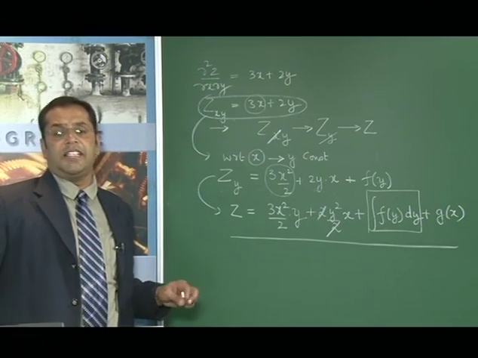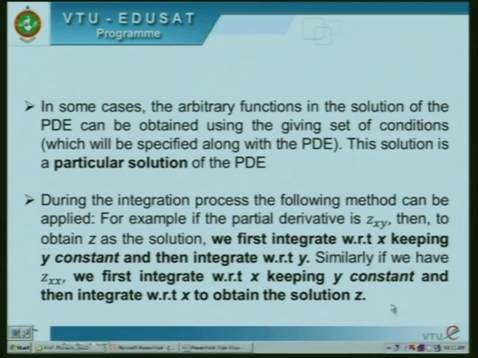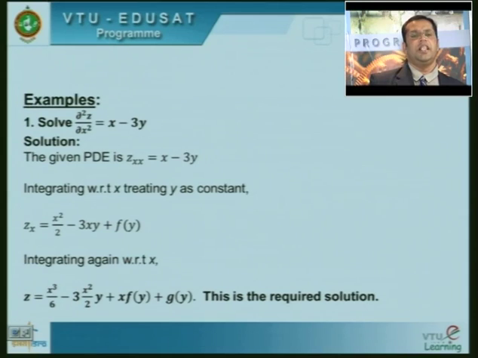Similarly, if you have zxx, which is dou square z by dou x square, we first integrate with respect to x, keeping y constant, and then again integrate with respect to x to obtain the required solution, which is the value z. Now, to exactly illustrate our concepts, let us solve the following examples.